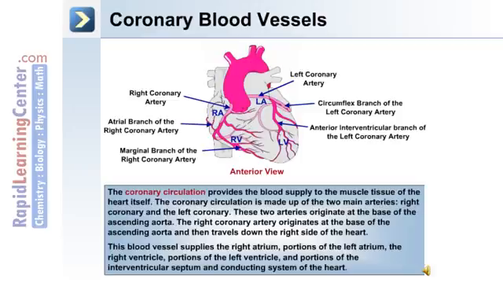The right coronary artery originates at the base of the ascending aorta and then travels down the right side of the heart. This blood vessel supplies the right atrium, as well as portions of the left atrium, the right ventricle, as well as portions of the left ventricle, and portions of the interventricular septum and the conducting system of the heart.